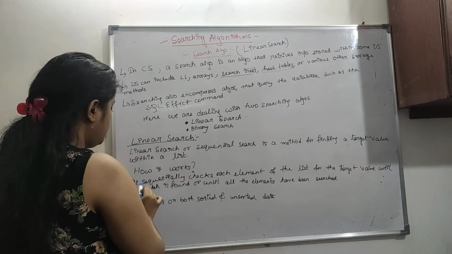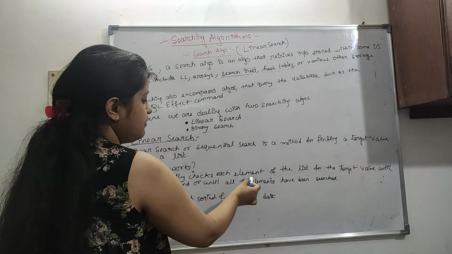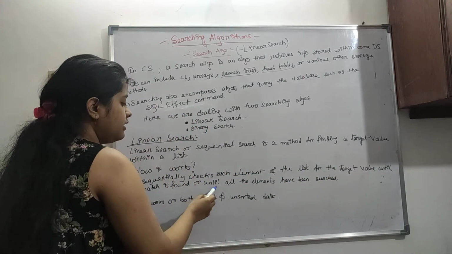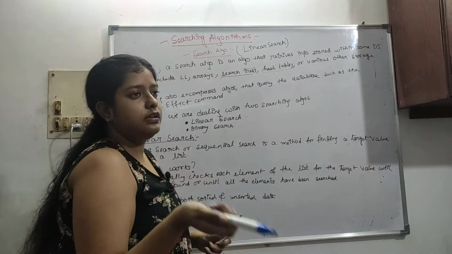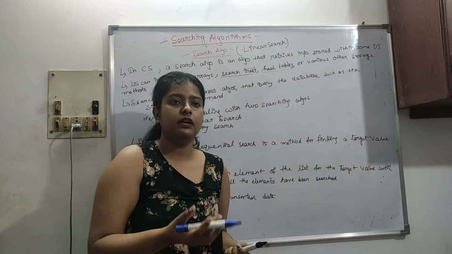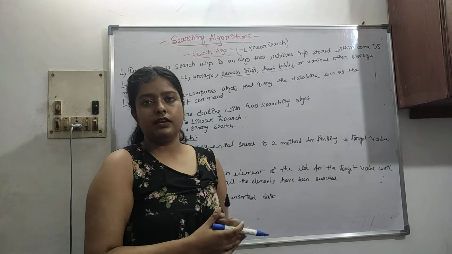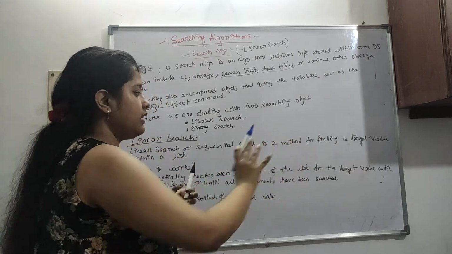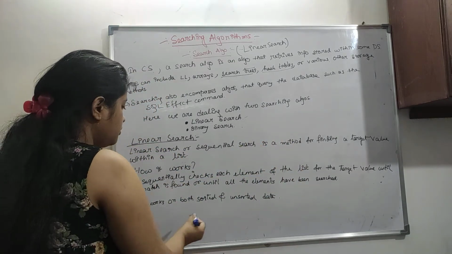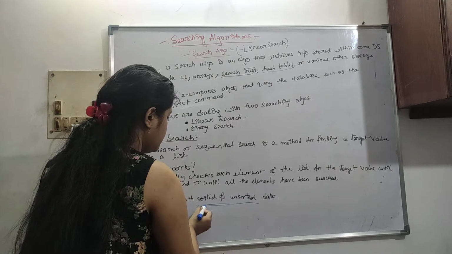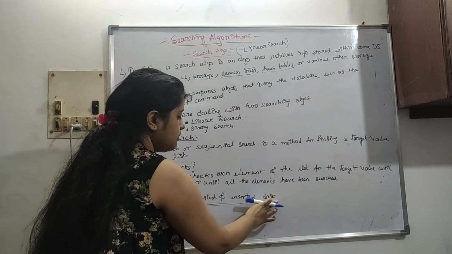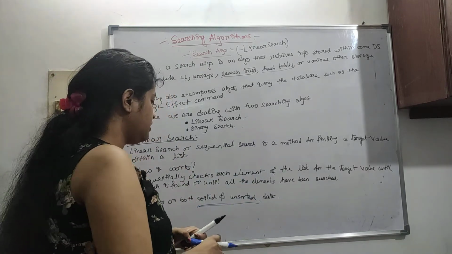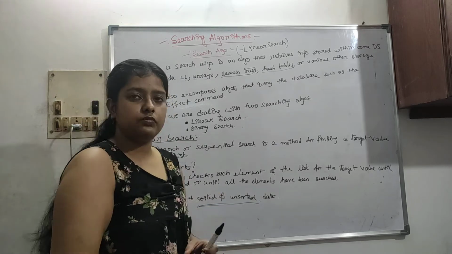Now how does it work? It sequentially checks each and every element of the list for the target value until a match is found or until all the elements have been searched. It may happen that what we are trying to search is not present in that array, so it will go till the last element. It works on both sorted and unsorted data, because binary search works only on sorted data.